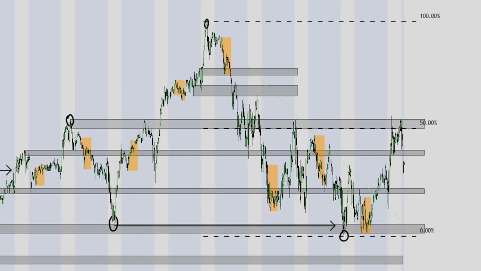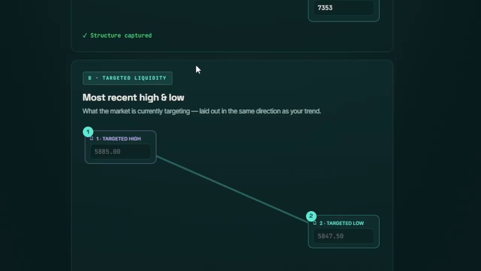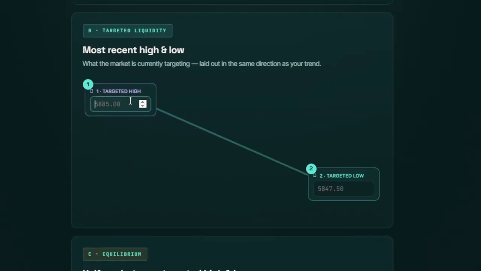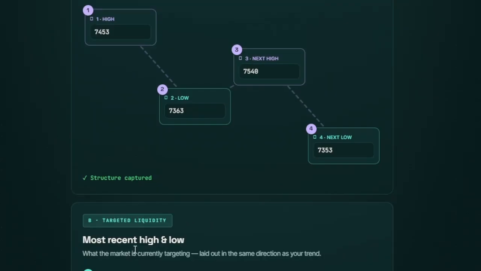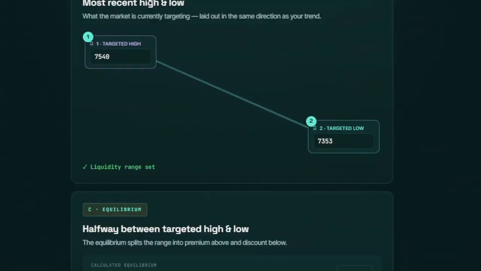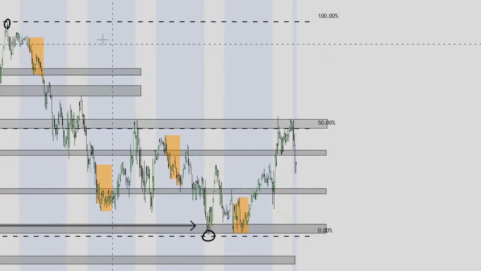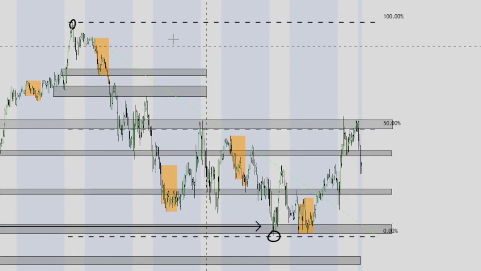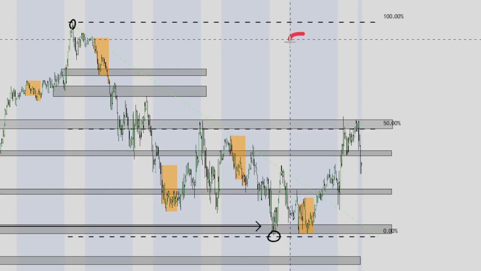So what the application will do is force you to type in the most recent high and low. The most recent high and low is the same as here. So I'm just going to be quick with this. It's going to be 75.40 and this is going to be 73.53. Again, ES futures, okay? So now we have zoomed in to the most recent high and the most recent low. This is our dealing range, okay? So we've covered halfway through.